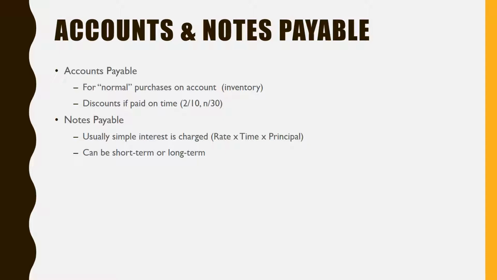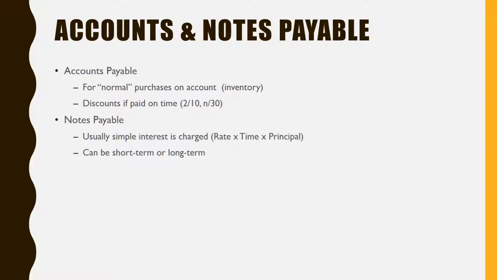Accounts payable and notes payable are the easiest places to start because they're just the flip side of accounts receivable and notes receivable. If you think about it, an account receivable to the supplier is an account payable to the customer. So for your accounts payable, we usually use those for your normal purchases on account. If you're a retailer, that's inventory.